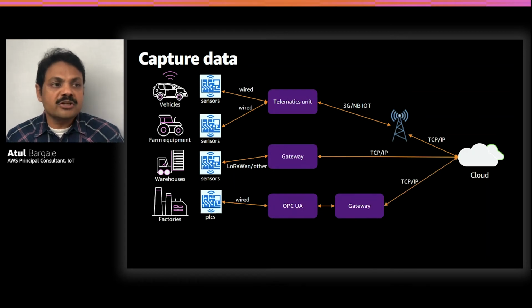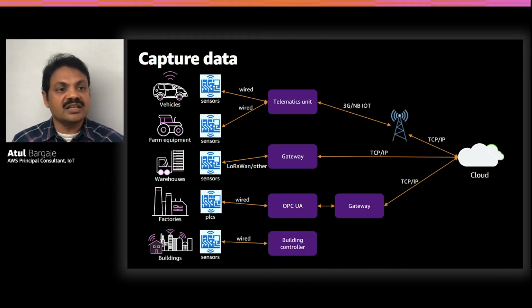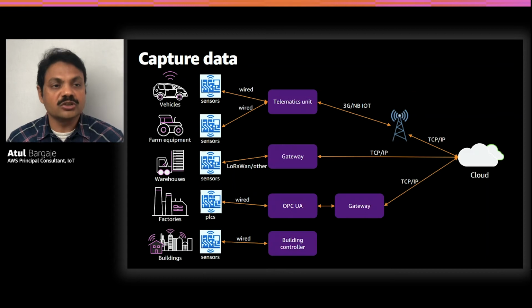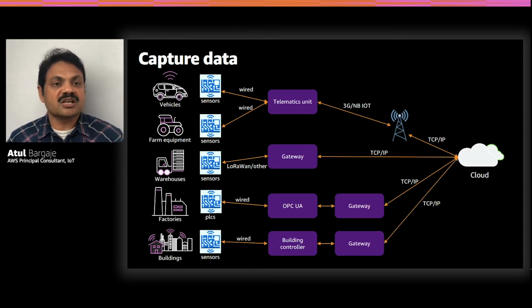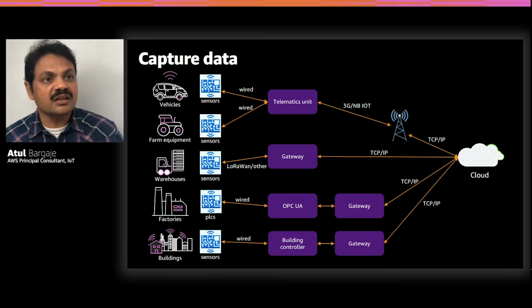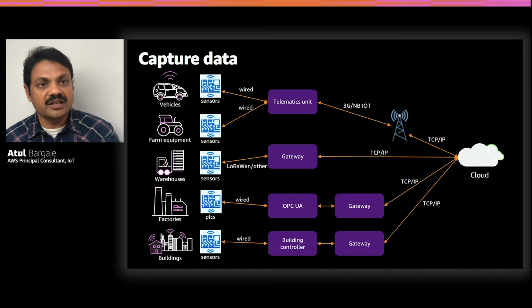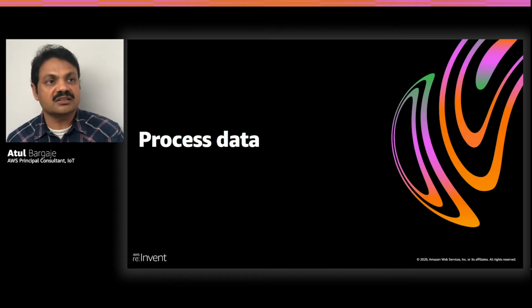Now, similar to factories, in case of buildings, there will be sensors deployed all over, sending data to a building controller. You will again need a gateway to do the protocol conversion from the building controller to send data to AWS IoT. So these are some of the ways you can capture data. By no means an exhaustive list, but some of the important patterns for capturing data. Now let's look at how we process the data that we have captured.